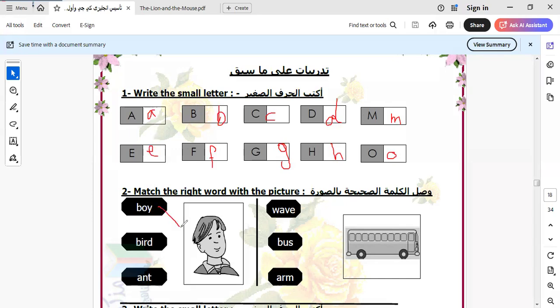Here is boy. Which one is boy? This one. Here's bus, this one. Okay, let's go to another one.